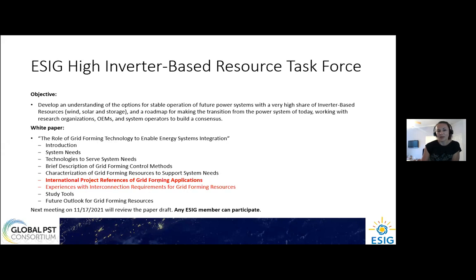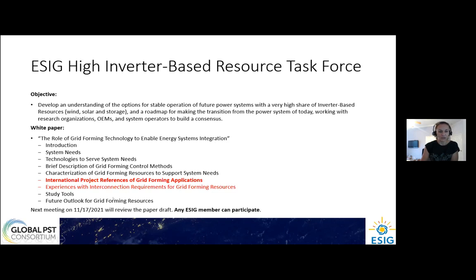There you go. So as Duncan mentioned, I'm the chair of the ESIG High Inverter-Based Resource Penetration Task Force. And within the task force, we are looking at emerging issues with operating high levels of inverter-based resources. And currently we are working on a white paper on the role of grid forming technology to enable energy system integration. And so here you can see an outline of the paper. I won't go through it.